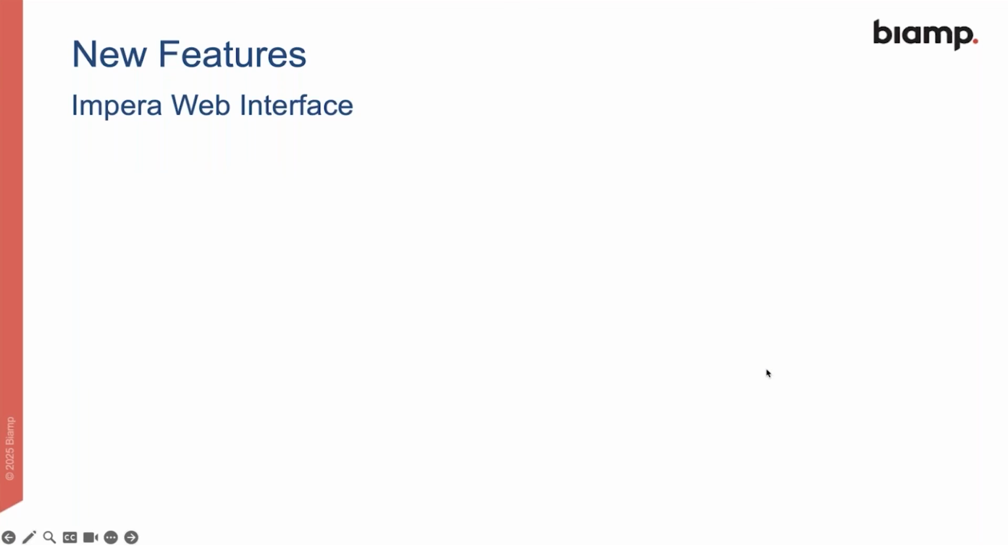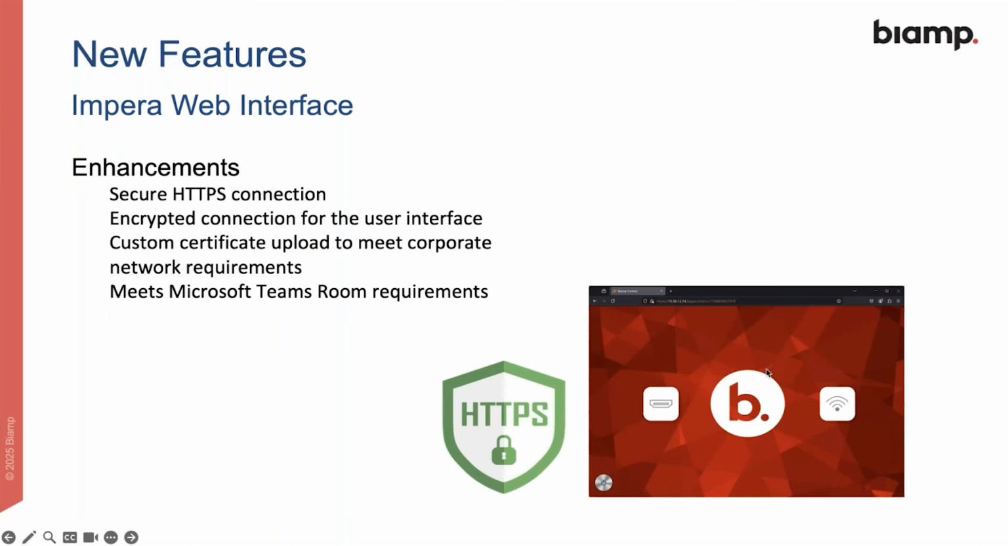The Impera web interface that you just saw in the demo now supports HTTPS, and it also supports custom certificate upload, to meet security requirements. It also meets the Microsoft Teams room requirement. So it's a little more of an official solution for Teams rooms controls. So HTTPS connection is now available on the Impera web interface.